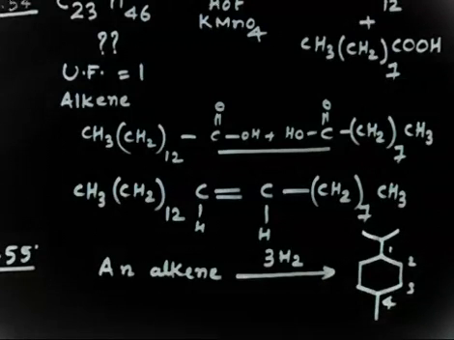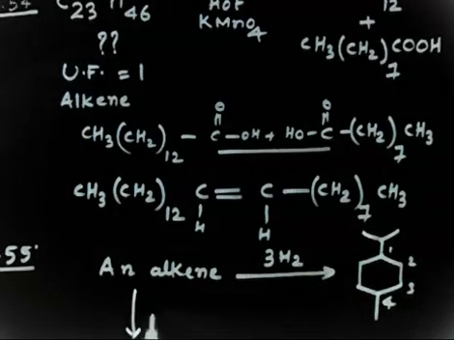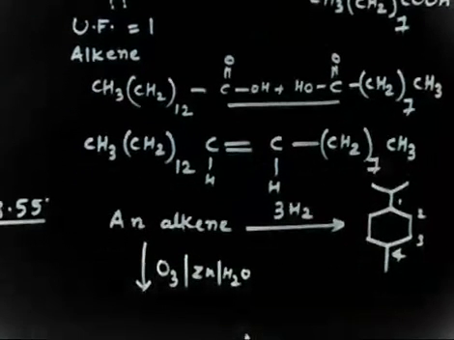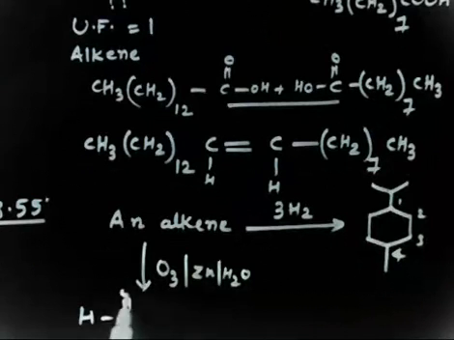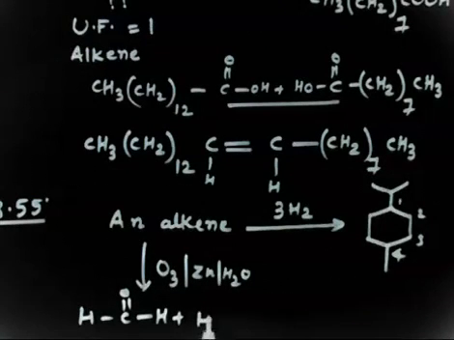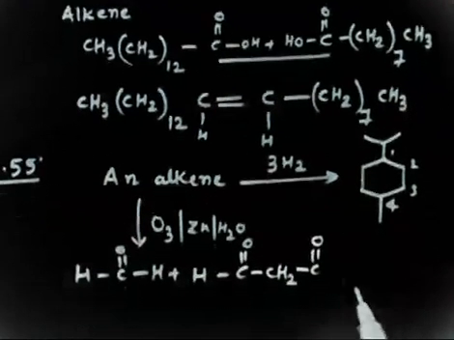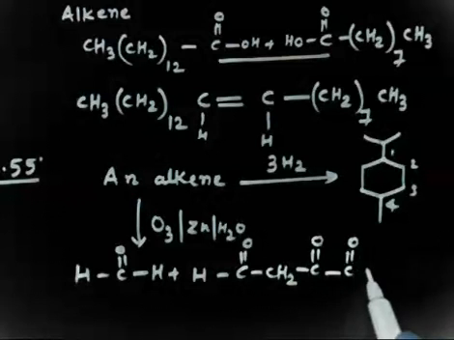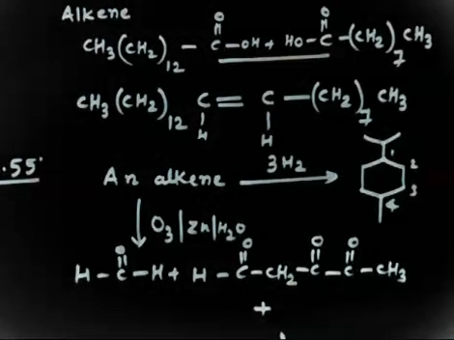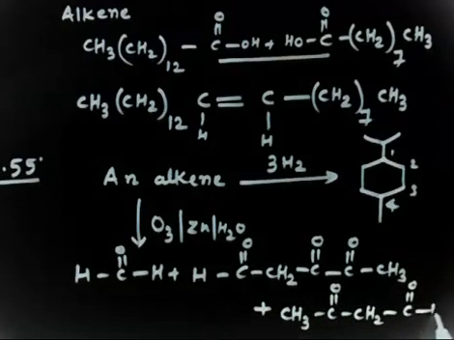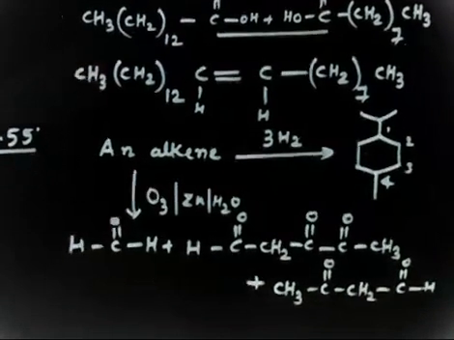And this alkene on reductive ozonolysis gives HCHO plus HCO CH2 C double bond O CH3, plus CH3 CO CH2 CHO. So this gives the following products after ozonolysis.